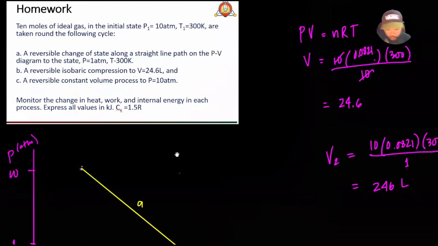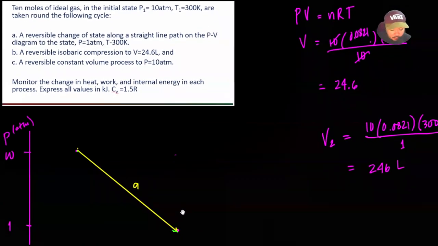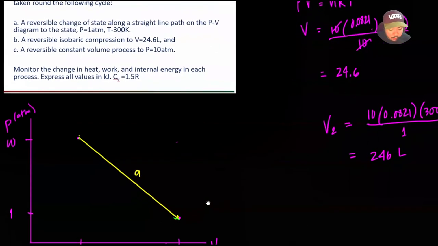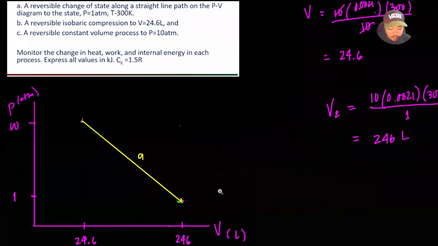Tapos we do a reversible, next dyan is we do a reversible isobaric compression to volume equals 24.6. Okay? So it's an isobaric compression, meaning constant pressure siya. So we're already at 1 atmosphere. So if we do isobaric compression, by the way, ito, hindi naman ito yung ano, nasa handouts kasi baka inuulit ko lang. Let me double check. Sa handouts, okay, magkaiba naman yung binigay na problem.